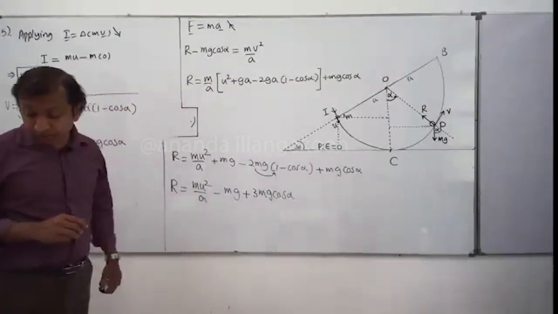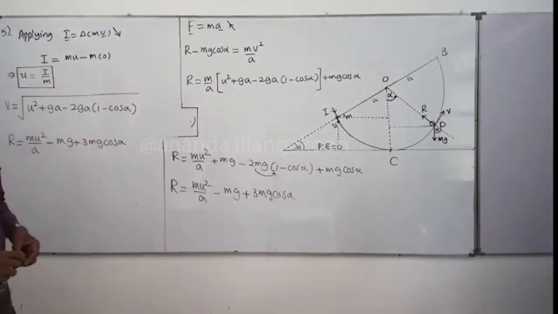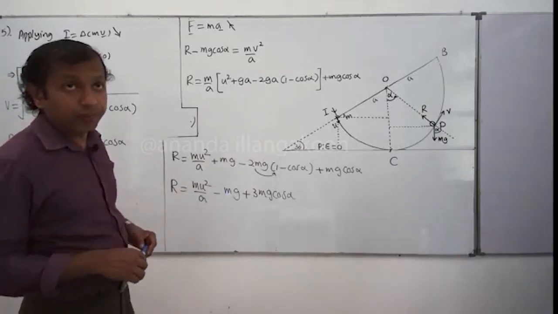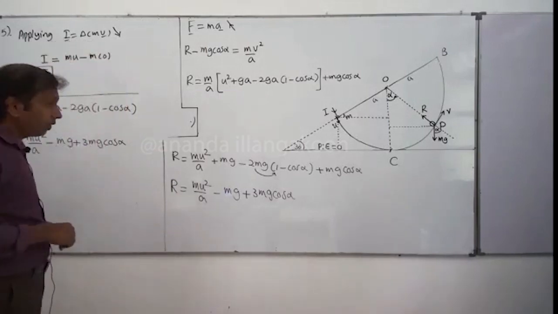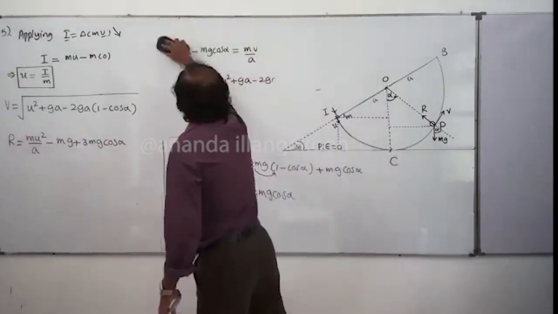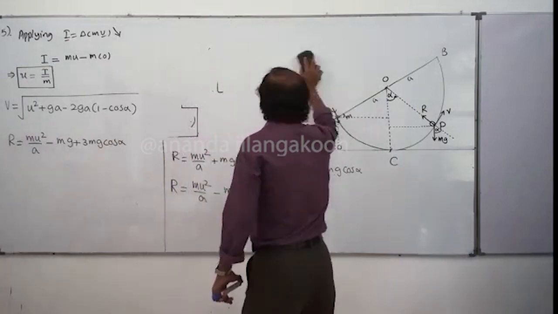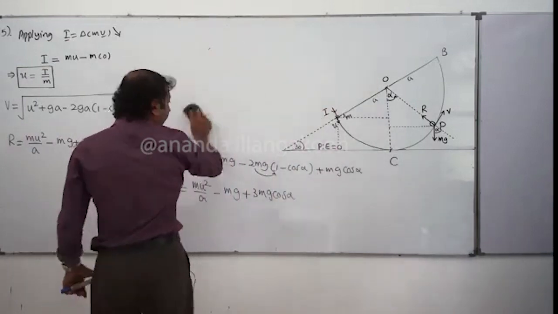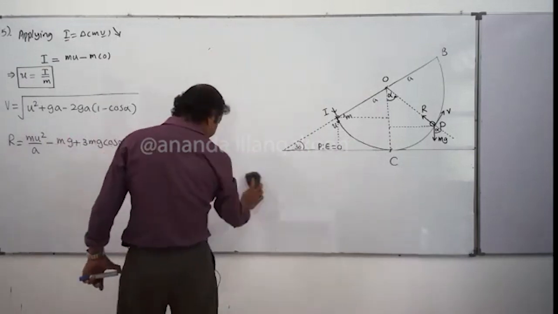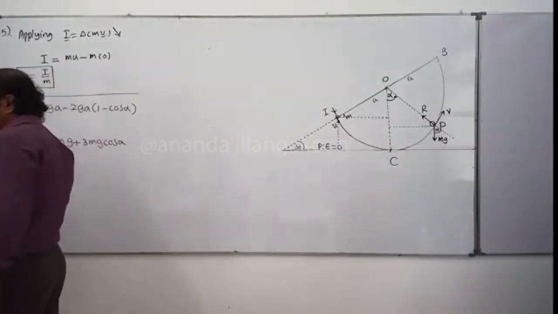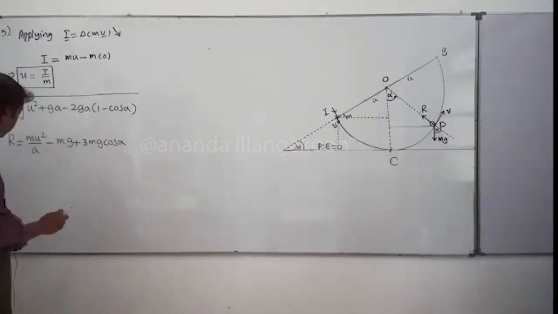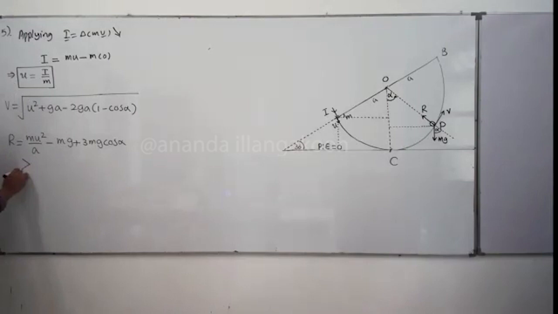Then, if the particle travels up to the point B, show that R is greater than or equal to zero. This means at the point B, the normal reaction should be either positive or zero. Then you can write: if the particle moves up to the point B, then at the point B, the normal reaction on the particle should be greater than or equal to zero.